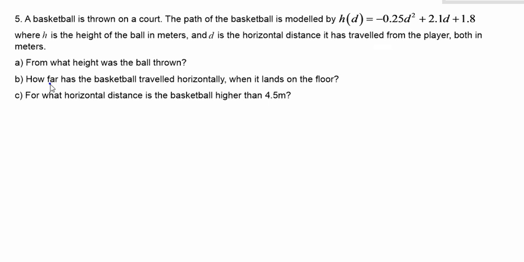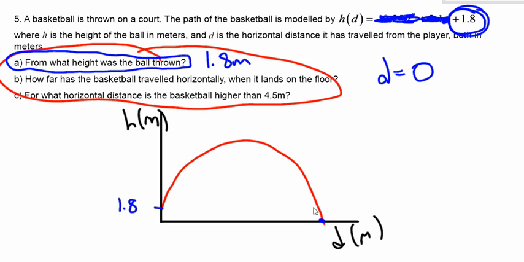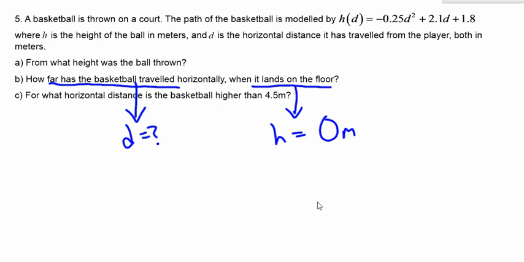So the next one says, how far has the ball traveled horizontally when it lands on the floor? So, how far has the ball traveled horizontally? It's asking me to find d. And when it lands on the floor, well, what's the height of the ball when it lands on the floor? It must be 0 meters. So this question is saying if h is 0, solve for d. So that's the math I have to do. And if you think about the diagram, I want to know this point here, what is the d value of this point? Because that's when it's on the ground. So we're going to let h equal 0 and solve for d.